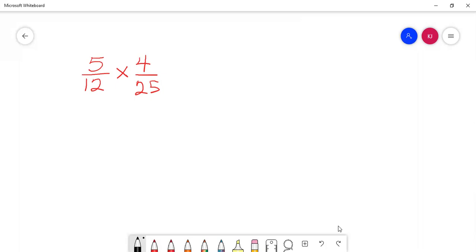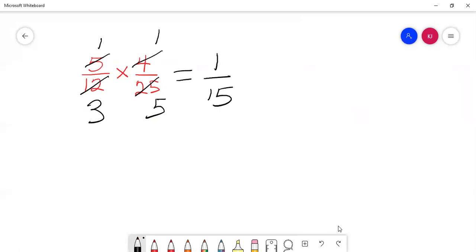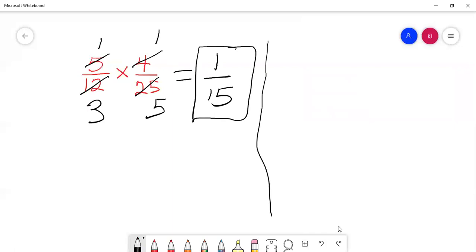We can simplify fractions diagonally across from each other, right? So 5 goes into 5 one time, 5 goes into 25 five times, 4 goes into 4 one time, and 4 goes into 12 three times. 1 over 15. What if you have something like this?